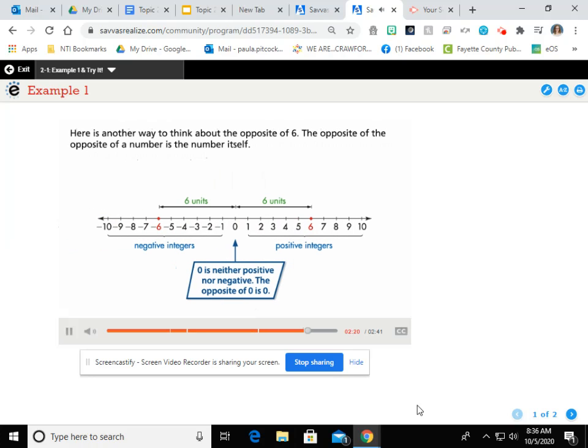Here is another way to think about the opposite of 6. The opposite of a number is the negative of the number itself. For example, the opposite of the number 6 is negative 6, and the opposite of negative 6 is 6. You can write this as negative negative 6 equals 6. All right, so that might have been like, say what?